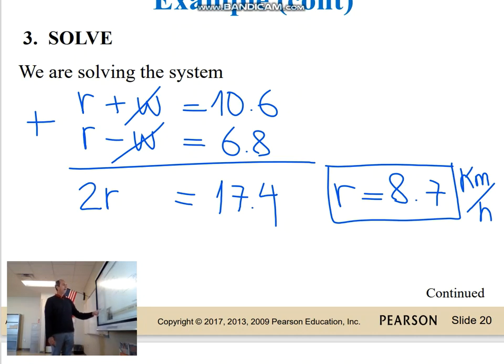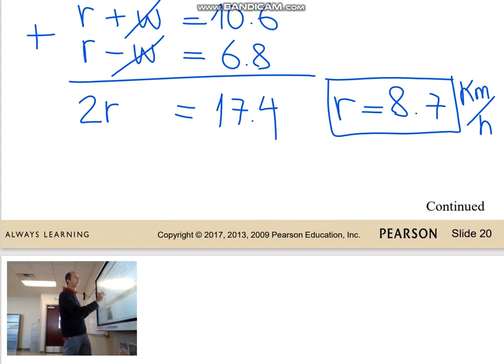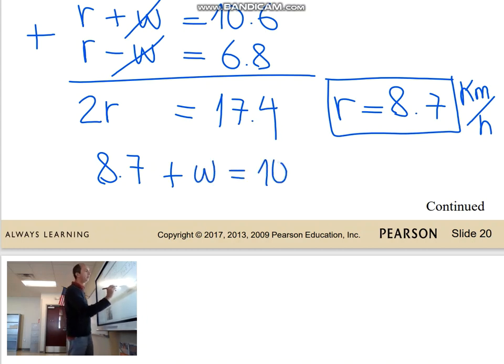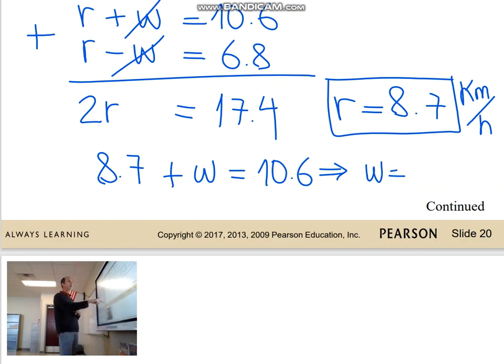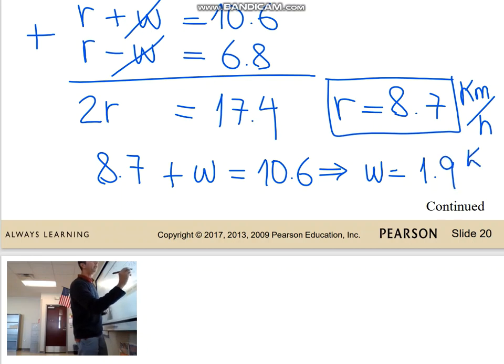We can find now the speed of the water current by plugging this number into the first or the second equation. Maybe the first one: 8.7 plus W equals 10.6. That means W equals 10.6 minus 8.7, and it's going to be 1.9, right? 1.9 kilometers per hour.